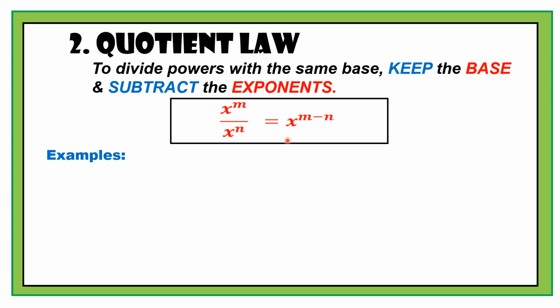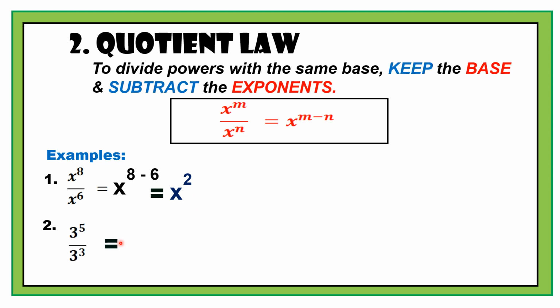So, examples. Number 1, x raised to the 8th power over x raised to the 6th power. So, copy natin yung base, that is the x. Then, subtract natin yung exponent. So, x raised to 8 minus 6. So, 8 minus 6 is 2. So, therefore, the answer is x squared.